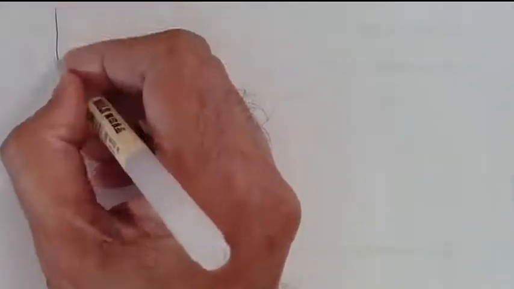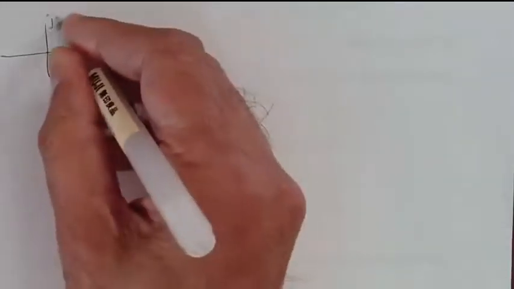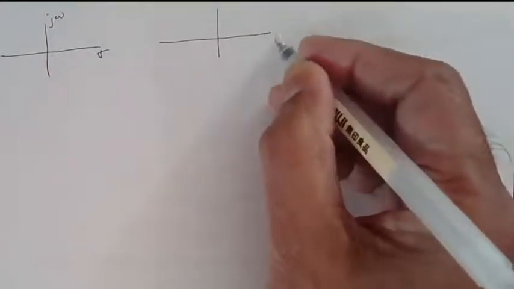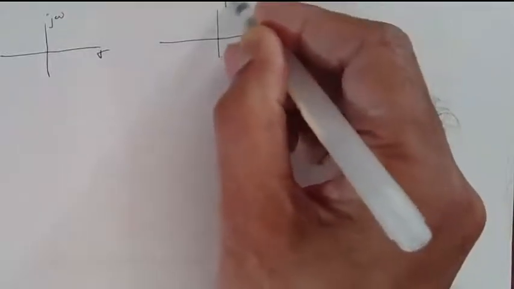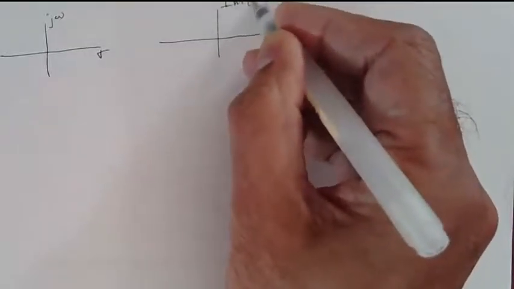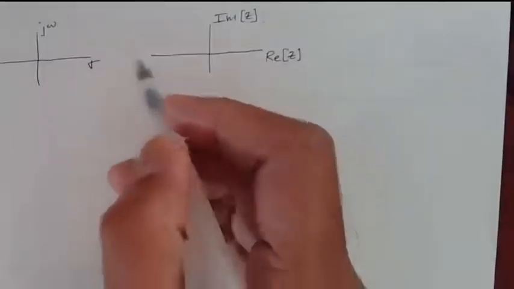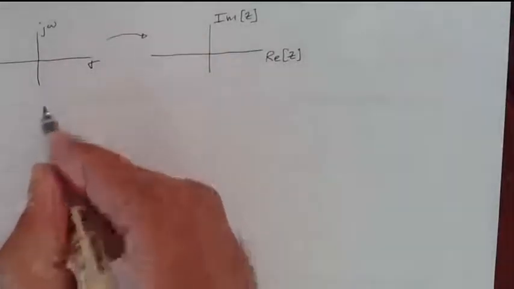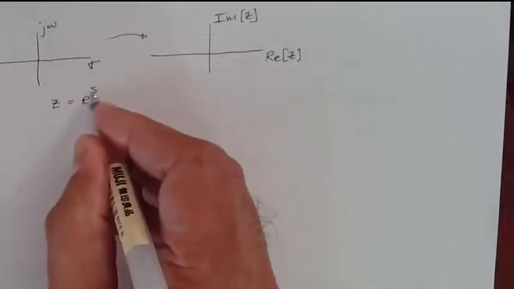We're in the Laplace domain, where we have two axes, sigma and j omega. And here we have the z domain, and we don't have any special names for these, so we'll just call it the real part of z and the imaginary part of z. Okay. And what I'm going to do is define a mapping that maps from this plane to this plane. And the mapping that I'm going to use is z is equal to e to the s.